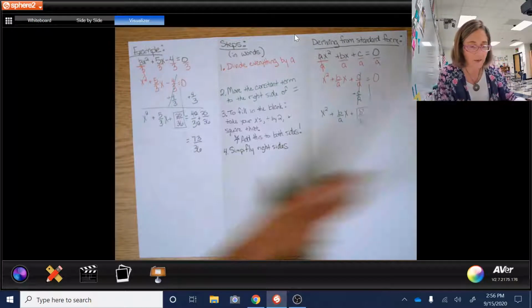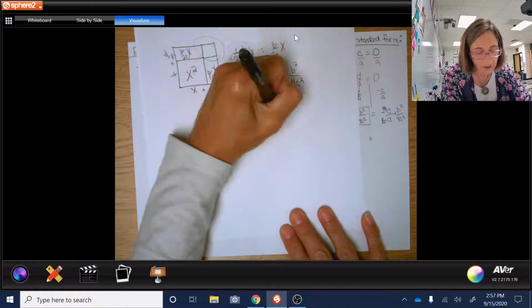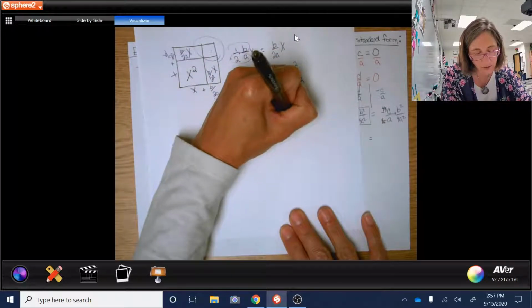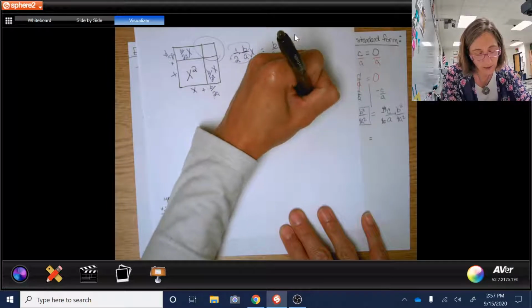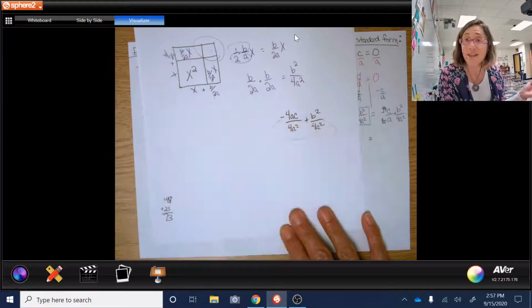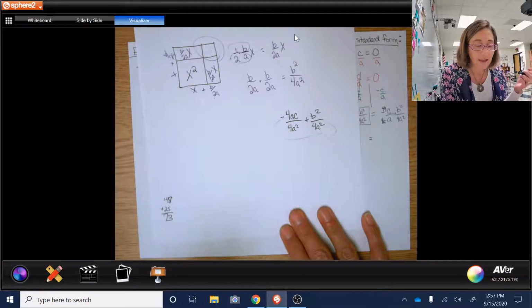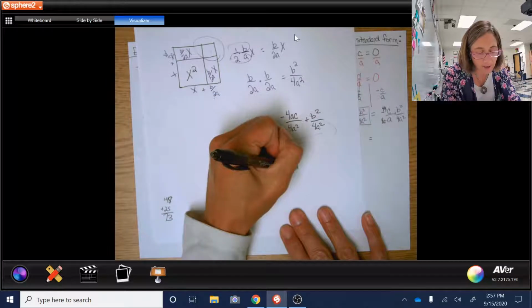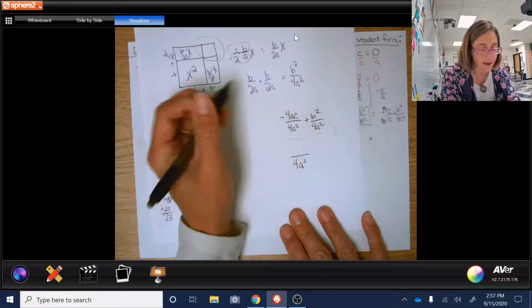Let me do that off to the side for a second. So I have negative 4ac over 4a squared plus b squared over 4a squared. So matching denominators, that's good news. You have to have like terms or common denominators in order to add those fractions. So I have a denominator of 4a squared.